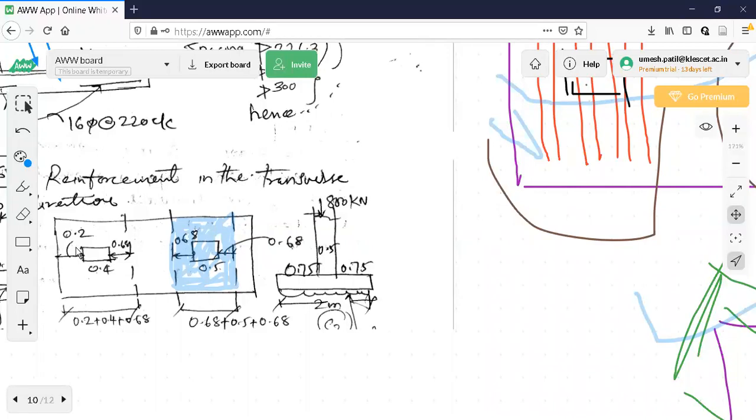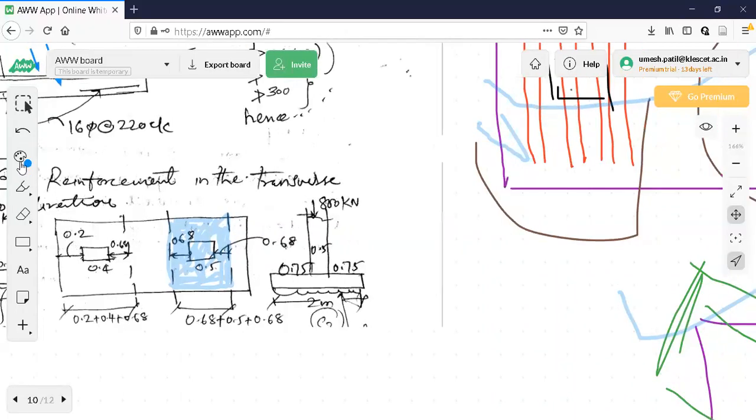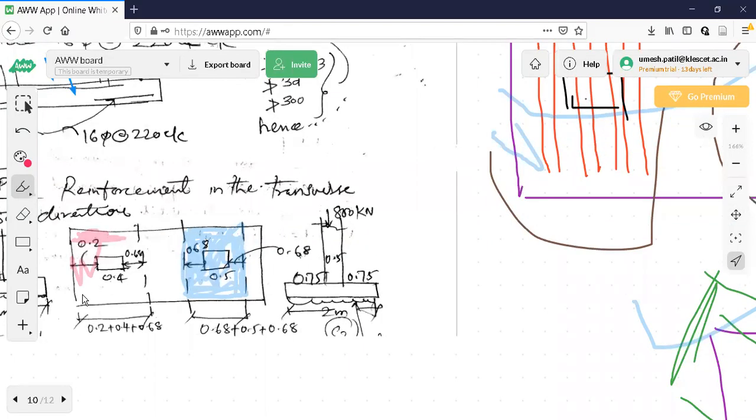But here what will be the strip size? Just observe this. I'll show you the strip size here. You should understand why these are different. While solving the problem, we should understand why these two strips have different widths. Now see this. This much of the strip is taking part in the transverse bending near the column C1.